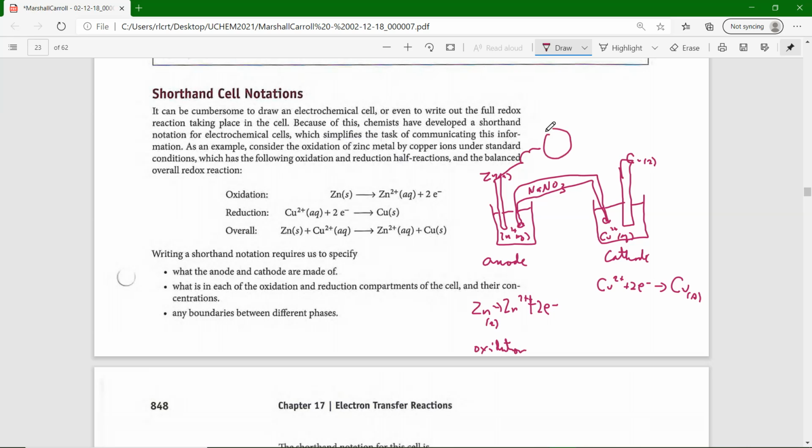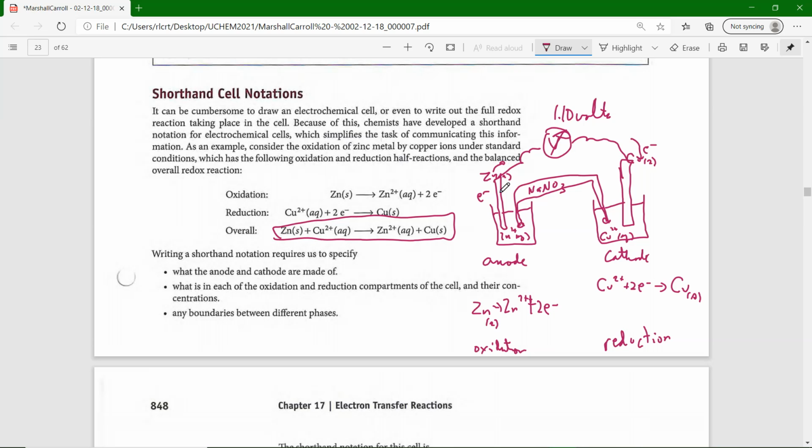Then I can have a voltmeter. There's the old school analog voltmeter, right, with an arrow, which is actually going to turn out to be 1.10 volts. So the electrons are going to flow from the anode through the voltmeter and whatever other load there is into the cathode, and copper 2 plus says, oh, I'm hungry for electrons, I want to be reduced. So cathode is where the reduction happens. So the overall process is written here: zinc plus copper 2 plus goes to zinc 2 plus copper.